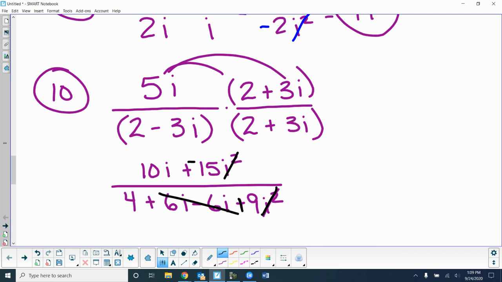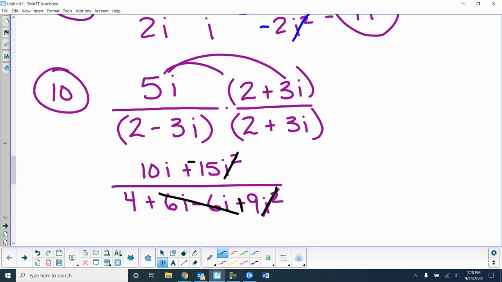Now we call these complex conjugates. When you multiply complex conjugates, you'll just get a whole number answer. The shortcut way, if you don't want to do this middle part, is just take the 2 and square it for the 4, take the 3 and square it for the 9, and it's always going to be addition.